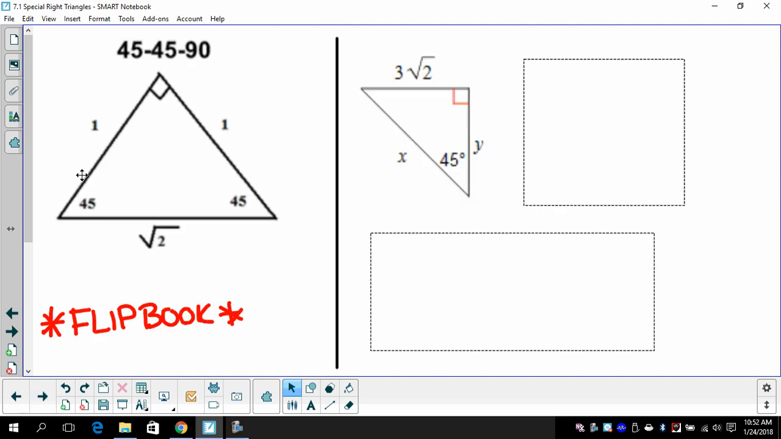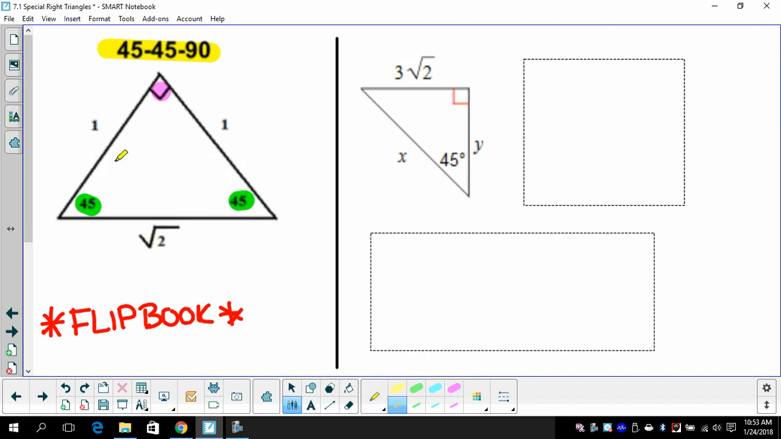So start by adding this to your flipbook where you see the 45, 45, 90 triangle. That's our first special right triangle. We call it a 45, 45, 90 degree right triangle because it has not one, but two 45-degree angles. And then, of course, it has a right angle. So when we have a right triangle that has two 45-degree angles, we know a couple things about it.